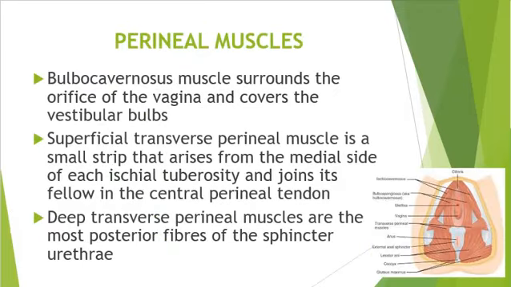So what are the perineal muscles present in the perineal body? One is bulbocavernosus, surrounds the orifice of the vagina. This is the bulbocavernosus and covers the vestibular bulbs. And the superficial transverse perineal muscle is a small strip that arises from the medial side of each ischial tuberosity and joins its fellow in the central perineal tendon. And deep transverse perineal muscles are the most posterior fibers of the sphincter urethrae.